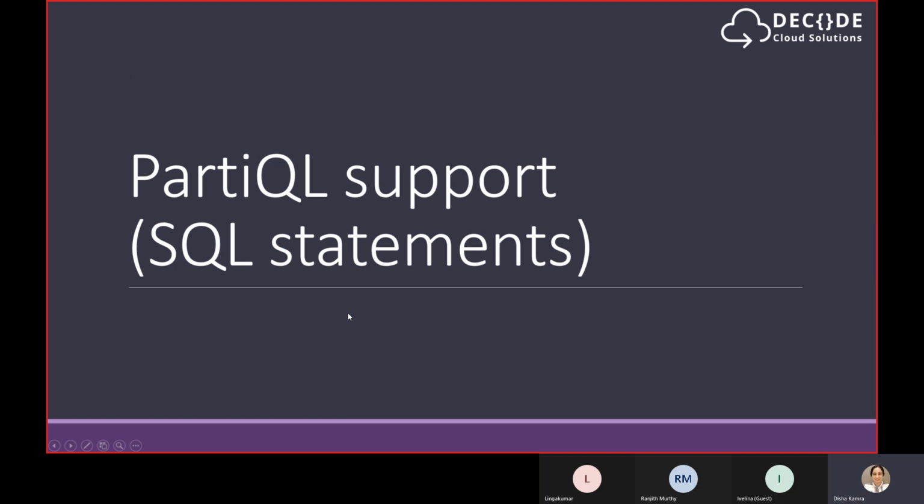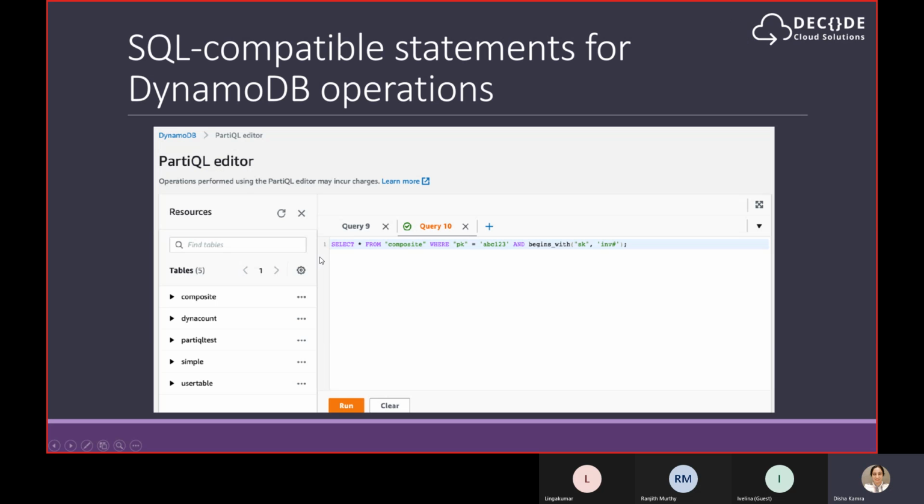So let's move into the next slide. Wow, this is a great new feature, which is PartiQL support. Let me take you to the next slide here, where we are talking about it.